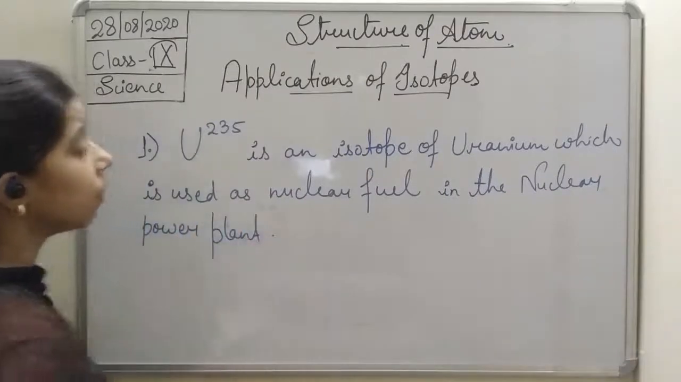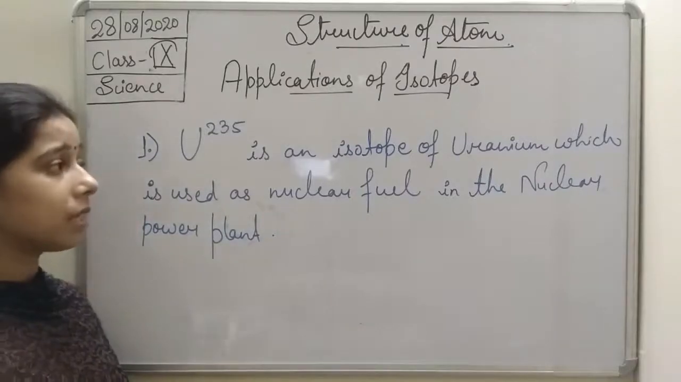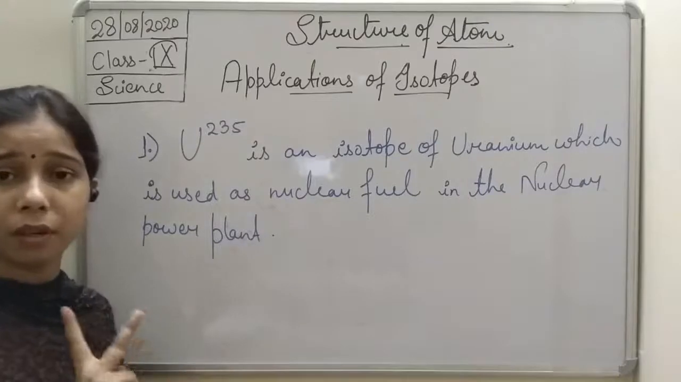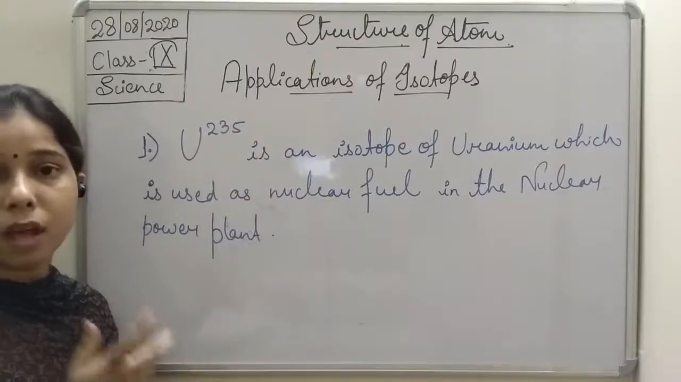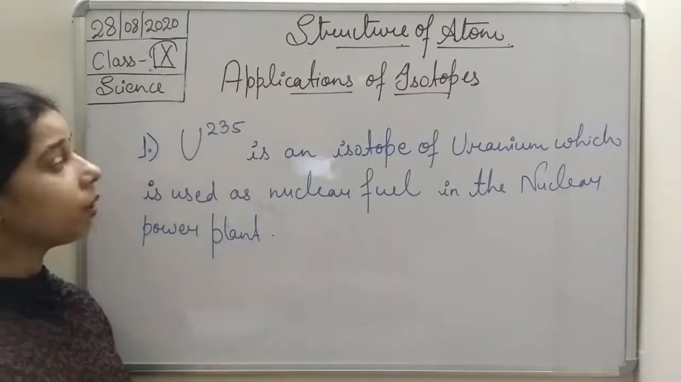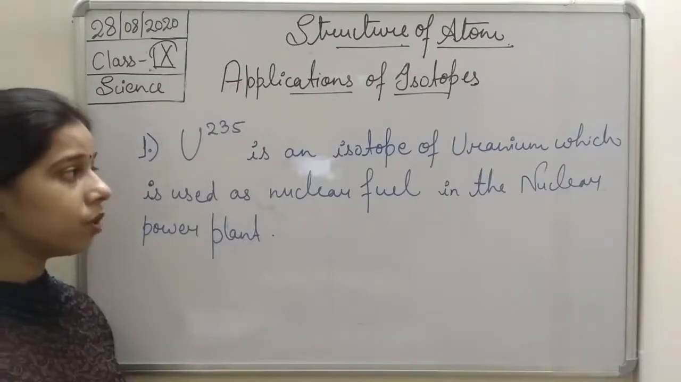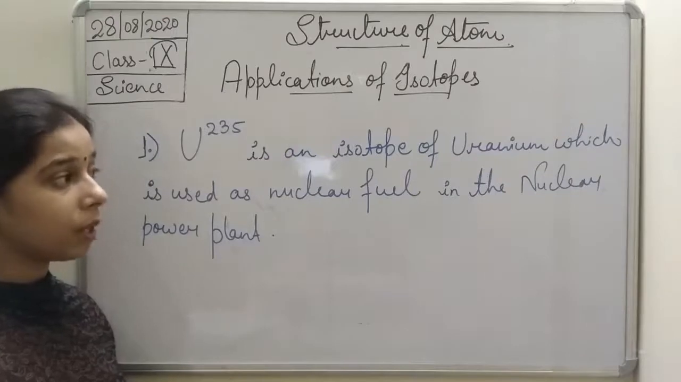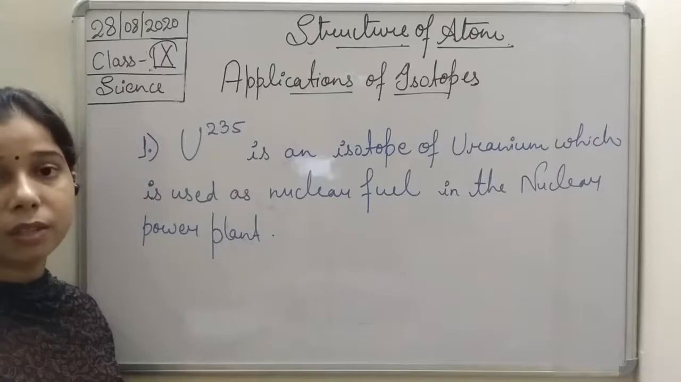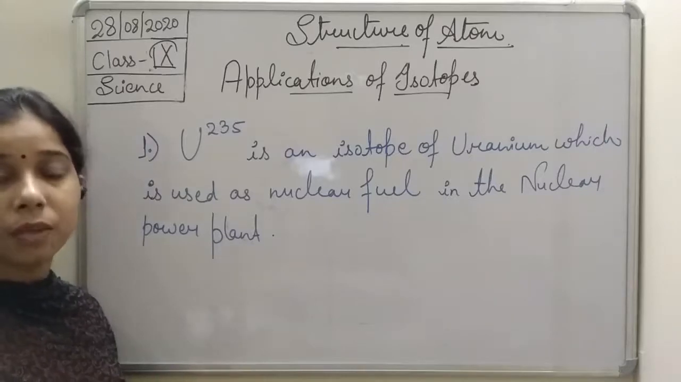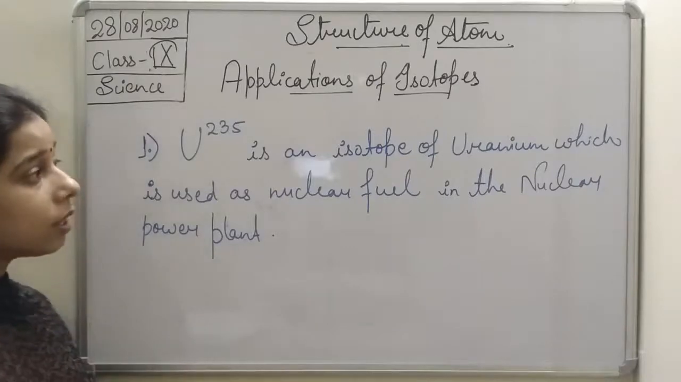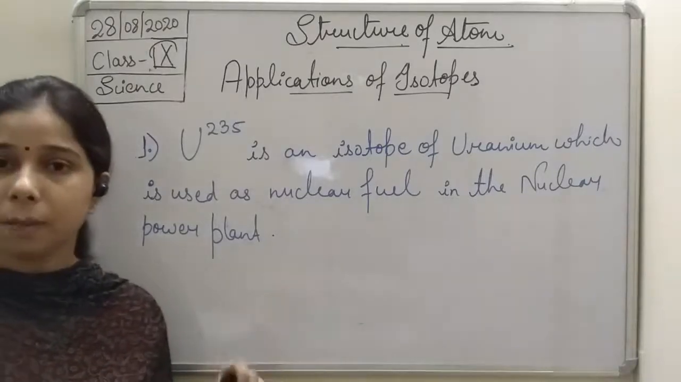So you see here, students, there are two isotopes of uranium. One is uranium-238 and another is uranium-235. Uranium-235 is used as a nuclear fuel in the nuclear power plant, where it helps in releasing an excess amount of energy. So this isotope is used in the nuclear power plant.